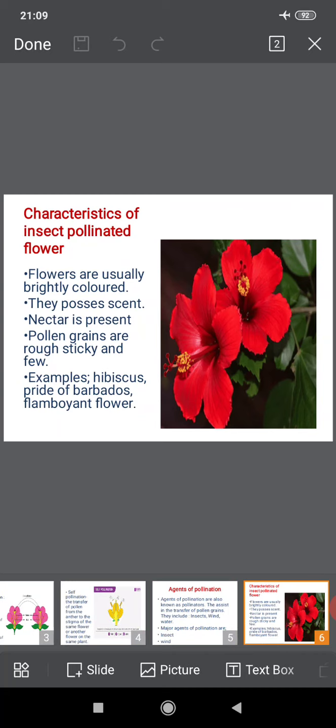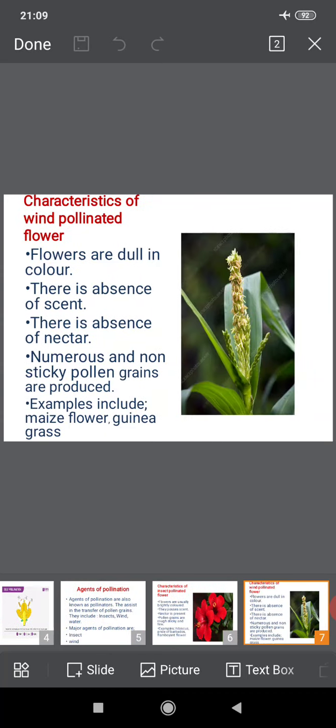Now, how are we going to know flowers that are pollinated by insects? Flowers that are pollinated by insects are usually brightly colored. They possess scent. They have nectar, nectary fluid. Their pollen grains are rough and sticky. Examples include beautiful flowers like the pride of Barbados, flamboyant flowers, the rose flowers, the sunflowers, all attractive, colorful flowers with colorful petals. They are examples of insect-pollinated flowers.